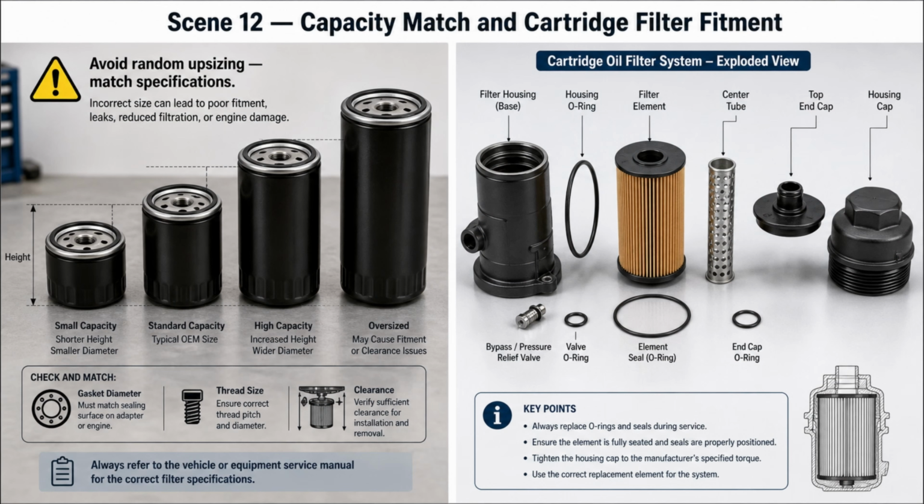Capacity matters too. The filter is part of the engine's oil system. Manufacturers design oil capacity, oil pressure behavior, and service intervals around the correct filter type. A different size filter is not automatically dangerous, but it must be a correct cross-reference for that application, not a random larger can that happens to screw on. And for cartridge filters, which sit inside a reusable housing instead of being a sealed metal can, size and shape matter even more. The filter element, end caps, seals, and O-rings must match the housing exactly.